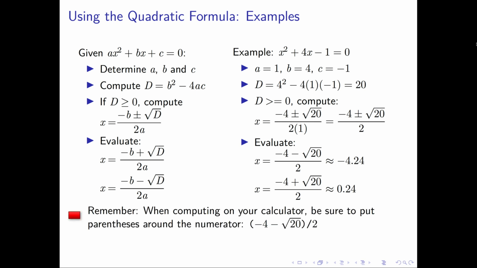Here, remember, if you're computing and estimating this on a calculator, be sure that you put the parentheses around the numerator if you choose to do the computation all at once. And that would be -4 minus the square root of 20 in parentheses, and then that whole thing divided by 2.